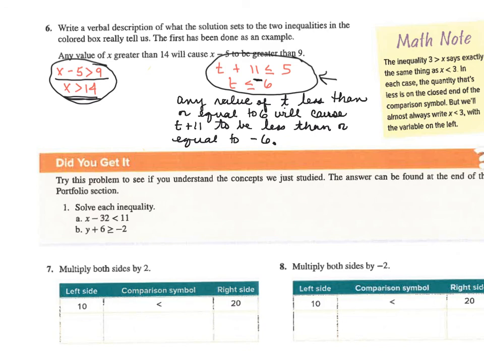Okay, first of all, I notice a scriber's error that should be t is less than or equal to negative 6 up here. So any value of t less than or equal to negative 6 will cause t plus 11 to be less than or equal to negative 6.